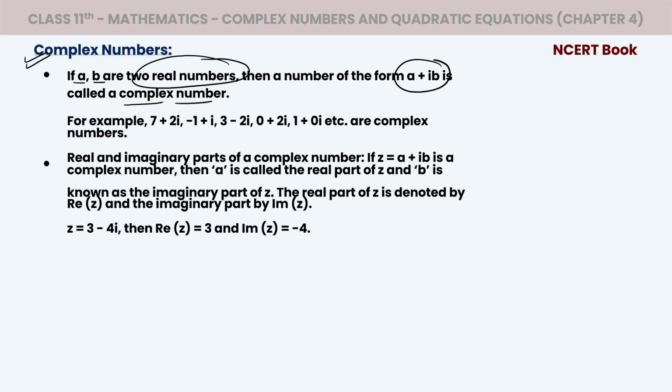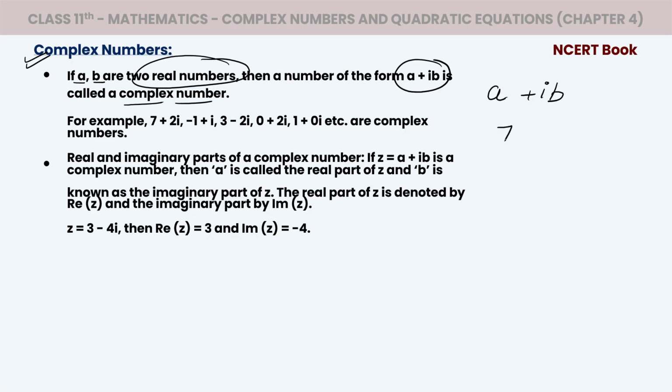a plus iota b is the standard form for writing any complex number, right? If you want to write any number that is complex, you need to take the real numbers, right? A and then b, right? With that we will take iota also.